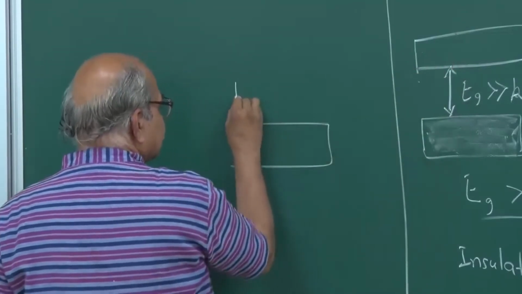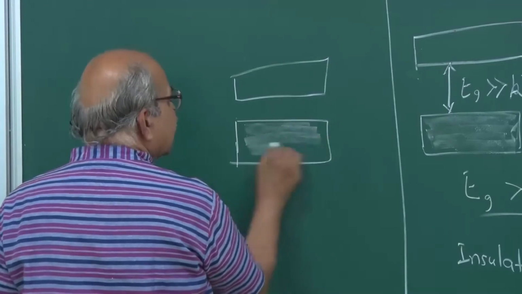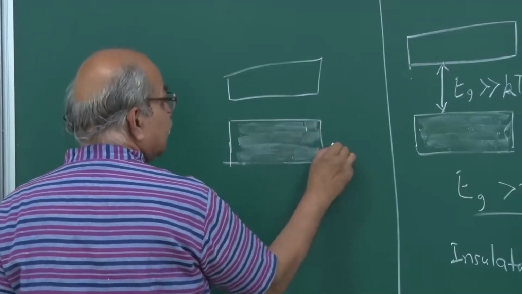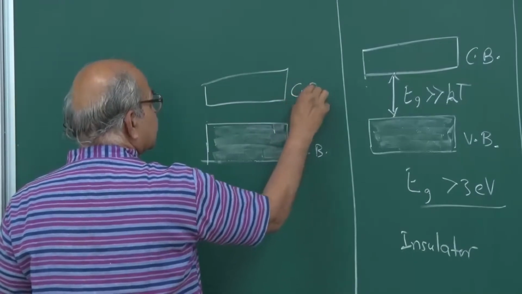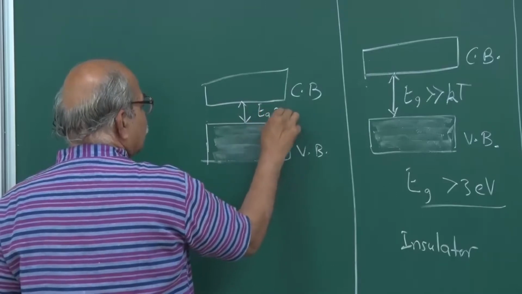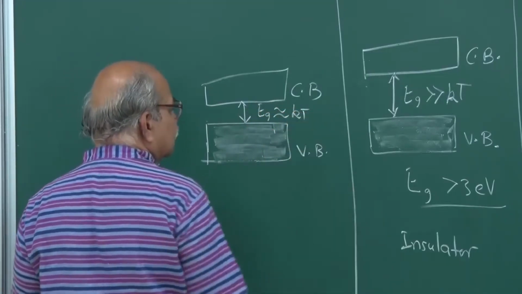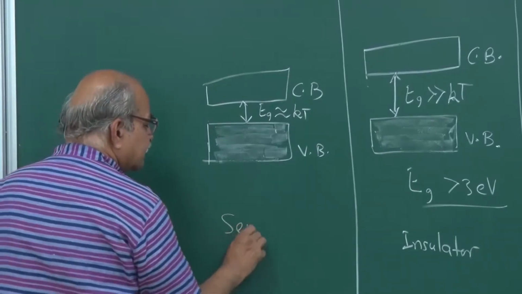And the third category, which I am mostly interested in for this course, is where the structure is of this type. At low temperature this is completely filled and the conduction band is completely empty, but then this Eg is not very large as compared to kT, and this variety we say is semiconductor.